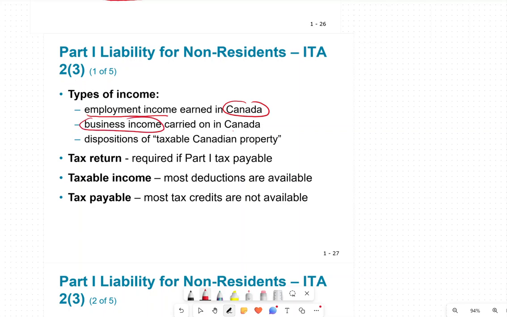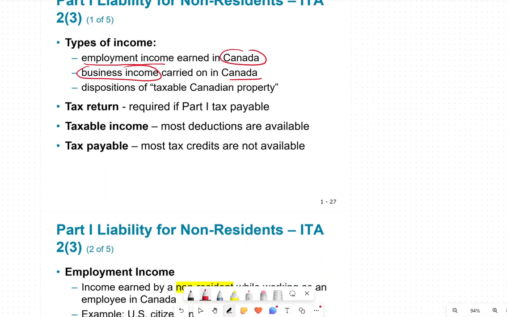They have a business, they carried it on in Canada, they sold property, and so they require Part 1 payable taxes. They have to calculate their taxable income, file their T1, and once they do that, they pay taxes on the income they earned in Canada.